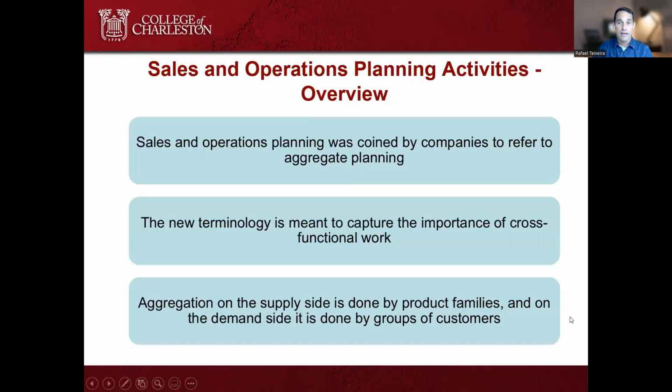All right, what else do we have here? What are the activities we have? The term sales and operations plan was coined by companies. Companies came up with this term to refer to this aggregate planning that I was talking about. This terminology was developed to capture the importance of cross-functional work, specifically between sales and marketing people and production operations people.